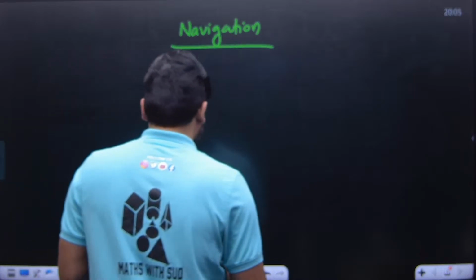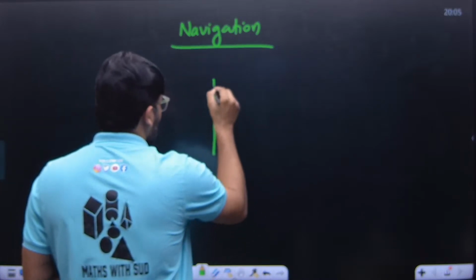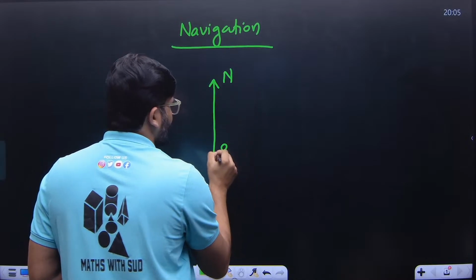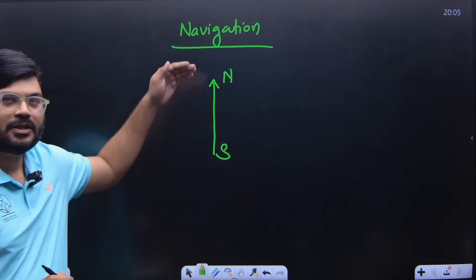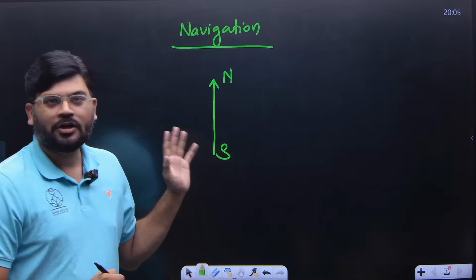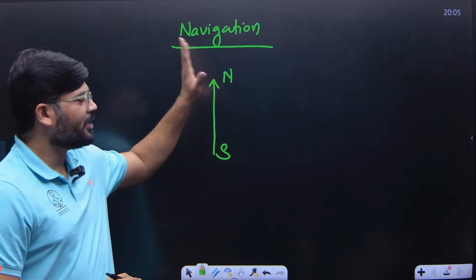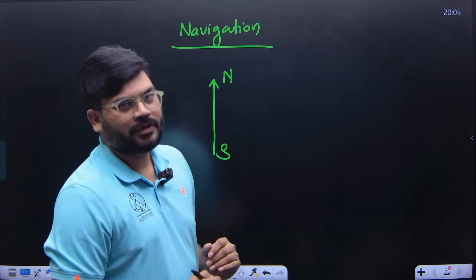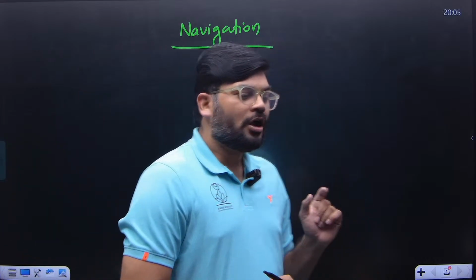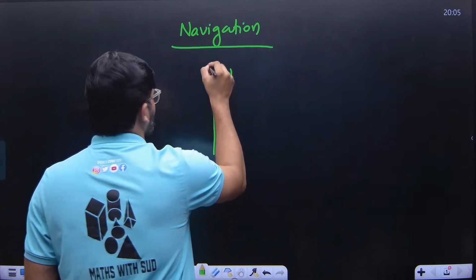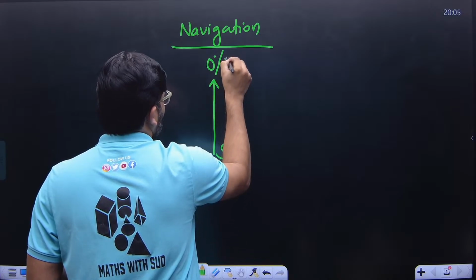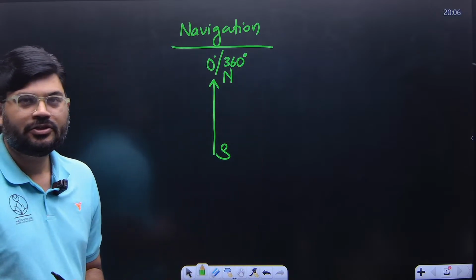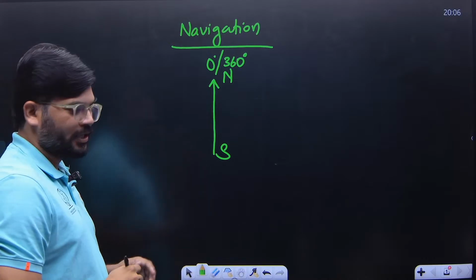Google Maps. So if I show you the compass, it's always in the north and south direction. The head is pointing towards the north and this tail is pointing towards the south. North is termed as 0 degree, or you can say it is 360 degree.